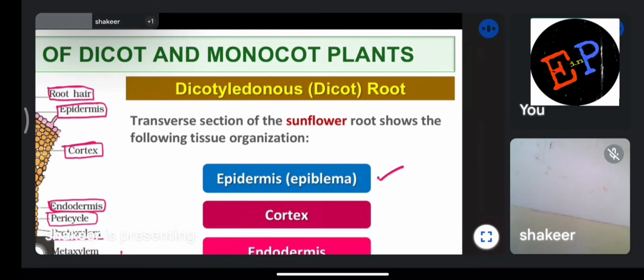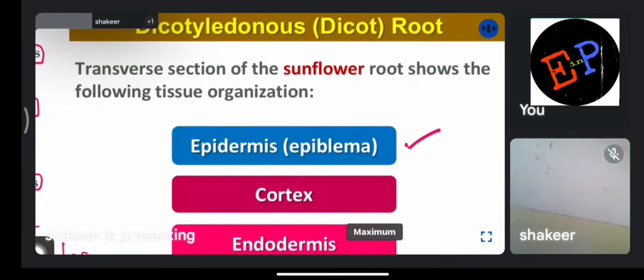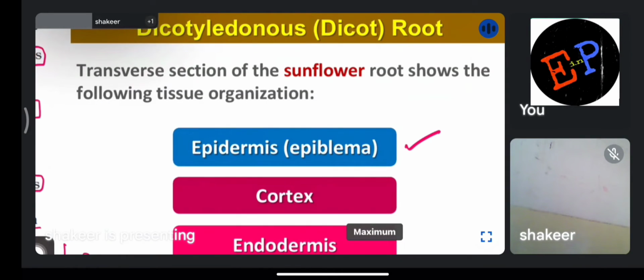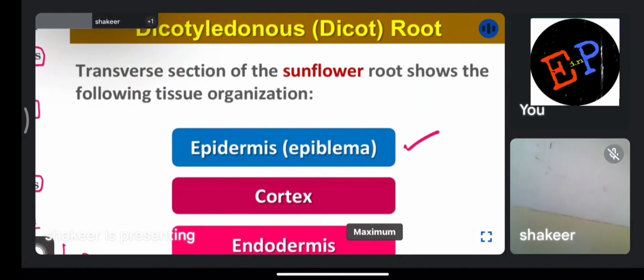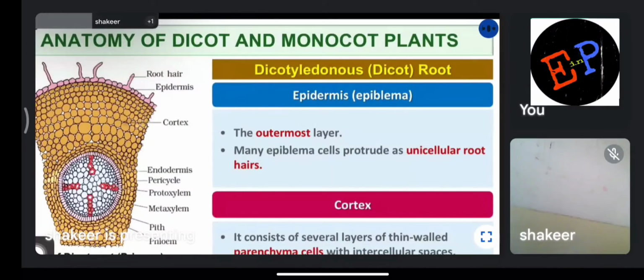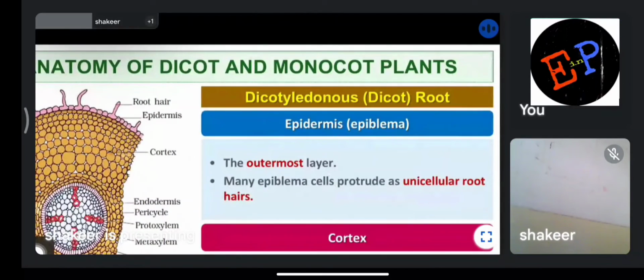Are you able to understand? So what are the different parts you can see? Epidermis, cortex, endodermis and stele. Now in each of them, which structures are present, we will study each of them in detail. First we are studying about epidermis, which is also called epiblema. It is the outermost layer. Many epiblema cells protrude as unicellular root hairs.